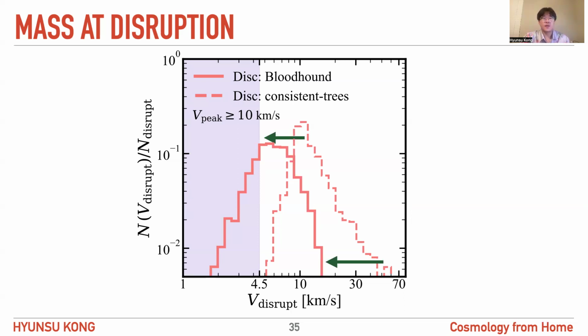This result comes from the fact that Bloodhound can track subhalos for much longer time periods than Consistent Trees can, which tends to lose a lot of subhalos right at the pericenter, not because they're truly disrupted, but because they become embedded within the central regions of the host halo momentarily and become very difficult to find.